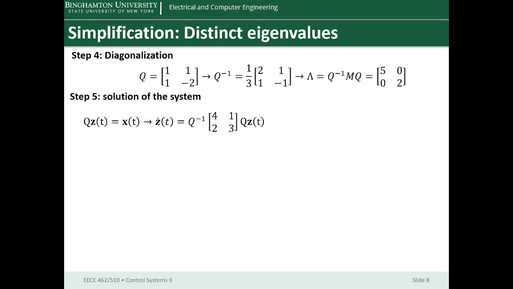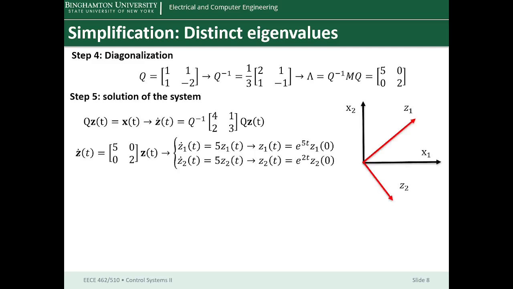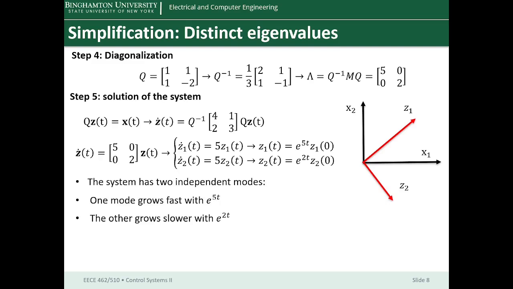In fact, this diagonalization is equivalent to a change of variable from x to a new variable z. Define z as Q inverse x, or equivalently x equals Q times z. In the new coordinate system, the dynamics with respect to z become completely decoupled, meaning z1 and z2 evolve independently. This makes the solution extremely simple.